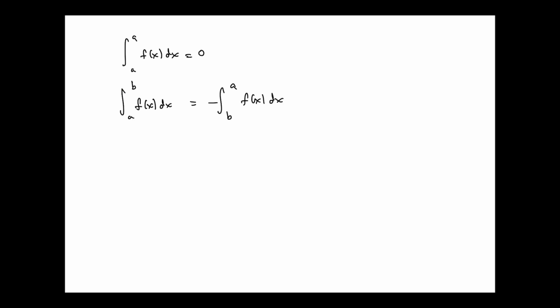Now you'll notice in all of the examples we've worked up until now, what was true about the bounds? It was always from lowest to highest. We were working from left to right with our bounds. The bottom bound was always the smaller of the two numbers, and the top bound was always the bigger of the two numbers. If that's not the case, you can always switch them at the expense of a minus sign.